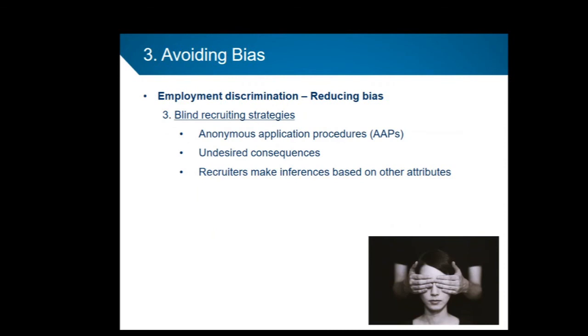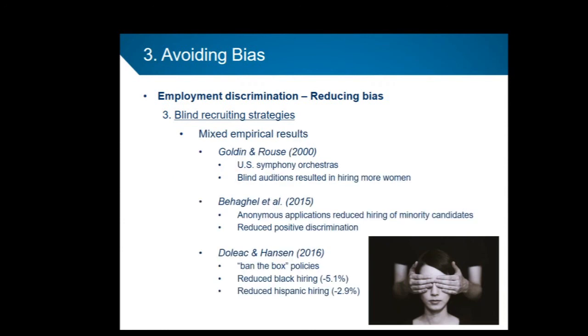The final thing we can do is adopt blind recruiting. So, for example, anonymous application procedures. I once applied for a job where there was a test and everybody was assigned a number beforehand. So all the applications, all the test results would be processed anonymously. However, empirical results for this type of recruiting are a bit mixed. There are a couple of examples on the next slide.